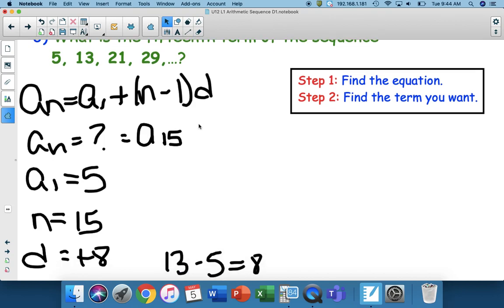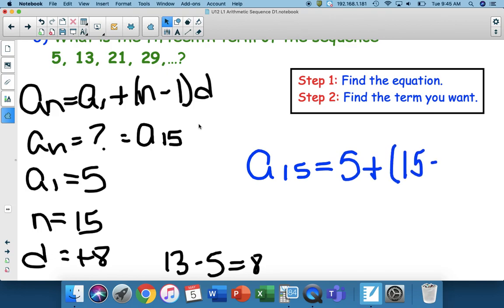So positive 8. Now we're just going to plug all this into our formula. Let's go over here. I'm going to write the formula in blue just because blue is a cool color to me. So we're looking for the 15th term. So a15 equals a1, which we know is 5, plus parentheses n, which is 15, minus 1, and then we're going to multiply it by 8, because 8 is our common difference.